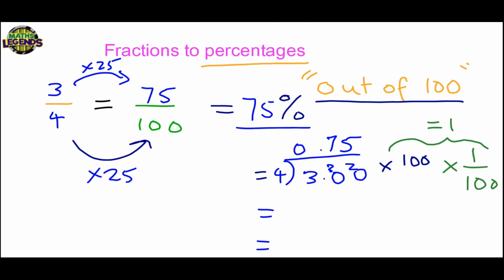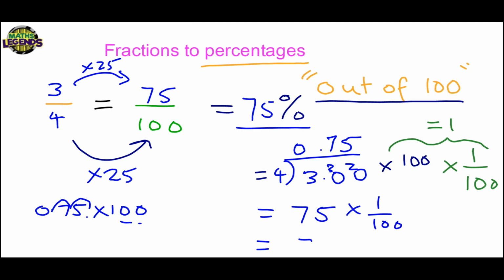So now we do 0.75 times 100. Move the point 2 places because we've got 2 zeros again. So that's 75. So 75 times 1 over 100 is the same as 75%.